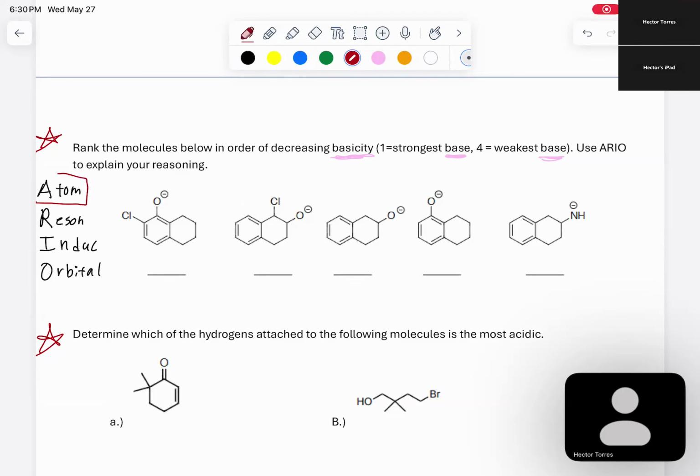First thing we're going to do is look at atom. For the atom effect, we're going to look at which atom has the negative charge. On these ones, it's mostly going to be oxygen. However, on here, it's going to be nitrogen, so this one's the one that's different. What we know is that oxygen is to the right of nitrogen on the periodic table, thus oxygen is more electronegative. Because it's more electronegative, it holds those electrons better, which makes it a better acid. Thus, it won't be as strong of a base. So this nitrogen is actually a stronger base.